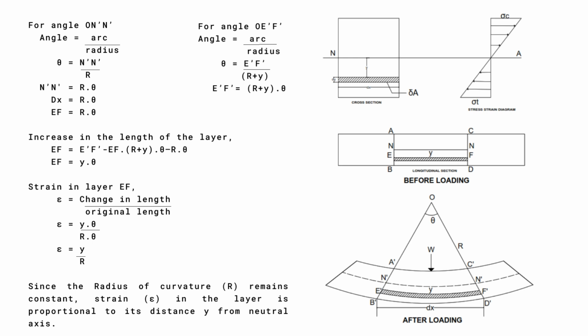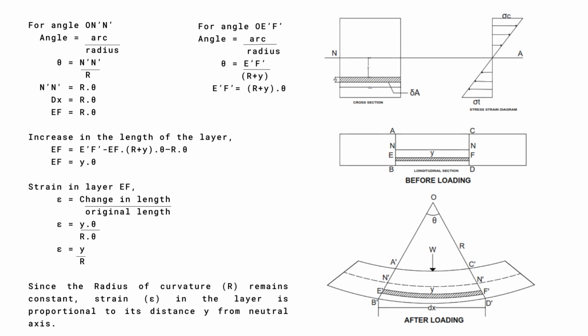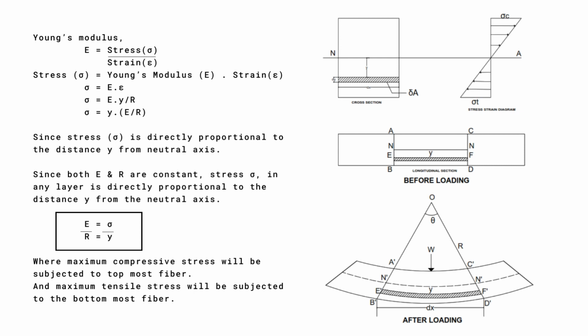Since the radius of curvature R remains constant, strain in the layer is proportional to its distance y from the neutral axis. As we know, Young's modulus equals stress divided by strain. That implies stress, sigma, equals Young's modulus, E, multiplied by strain, epsilon. Sigma equals E multiplied by y by R. Sigma equals y multiplied by E by R. Since both E and R are constant, stress sigma in any layer is directly proportional to the distance y from the neutral axis.